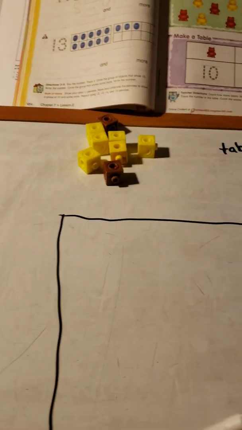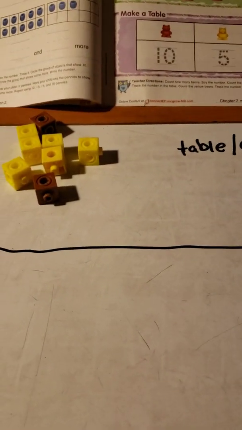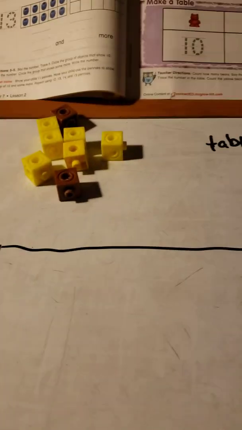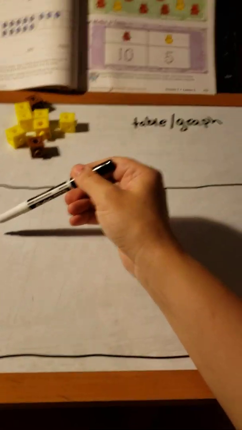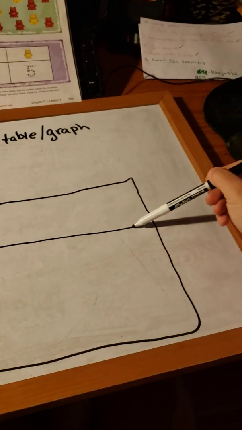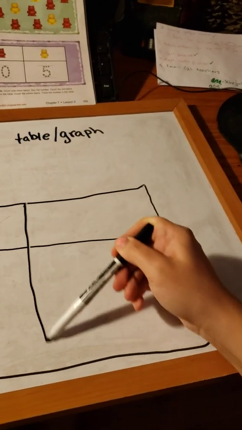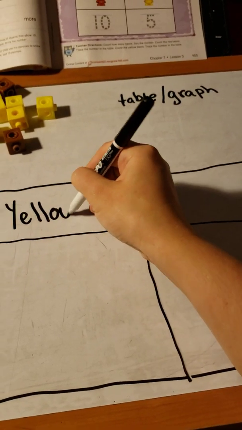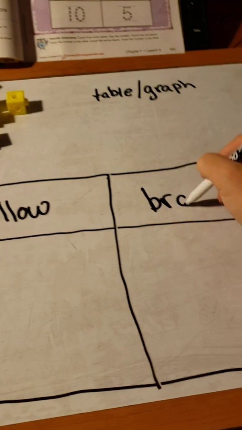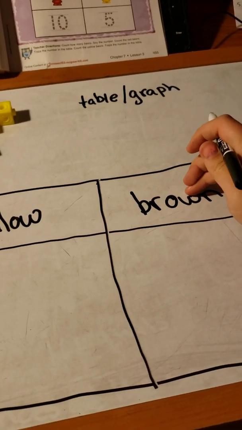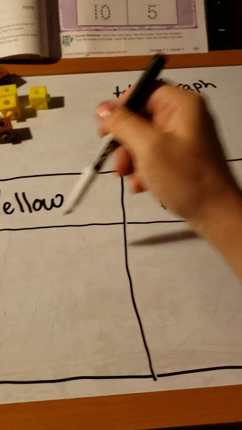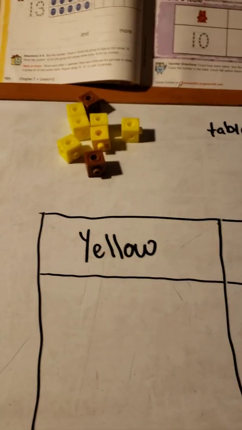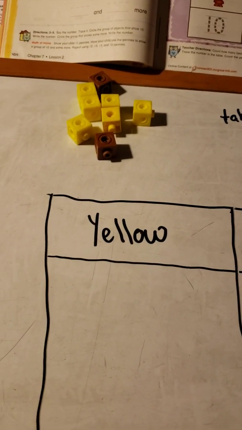So I'm going to go like this and make a big rectangle. Very good. Remember, a rectangle has 2 short sides and 2 long sides. Very good. So then I'm just going to go right across here so I can put my headings or my labels up there. So I'm going to do yellow and brown. Very good. Yellow and brown. Awesome. Yellow, brown. So now, basically what you're going to do is a sorting activity where you get to count them and sort them and then write the numbers.